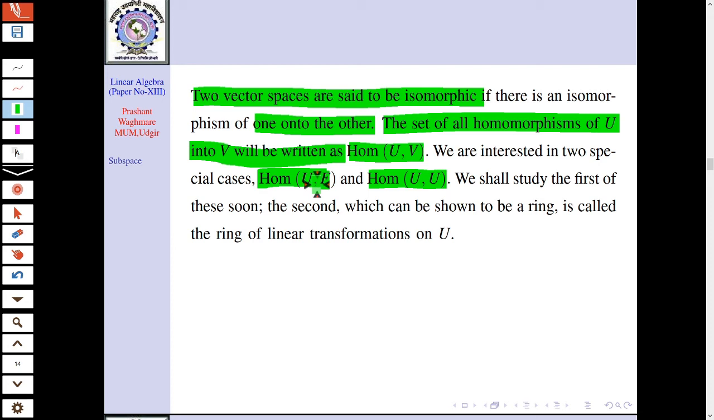One can also remind that we have already proved that the set of all homomorphisms from U to V forms a ring. One can easily check it out also.